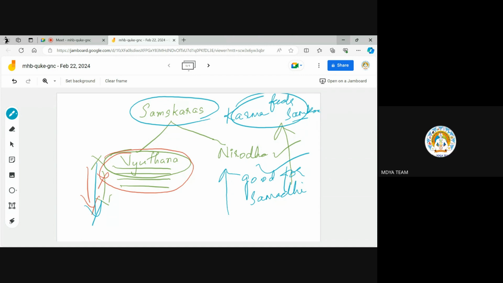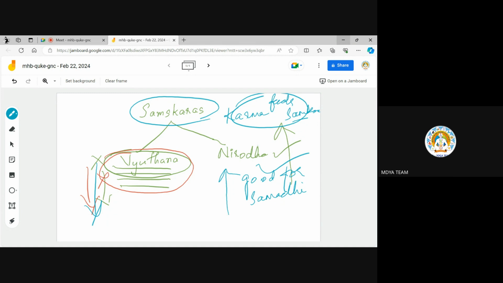Okay. So this karma, the actions that we do, it could be physical, mental, verbal, any kind of action, manasa, vacha, karmana, that is like a feed for the samskara. If we involve in that, it creates an impression. And what happens when the mind gets into that impression? That impression gets stored as a memory. When it is stored as a memory in the mind, what happens?